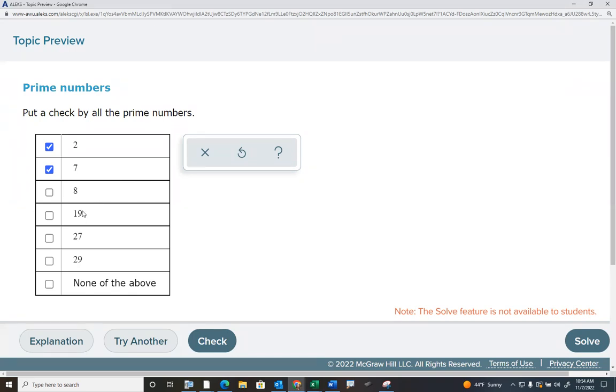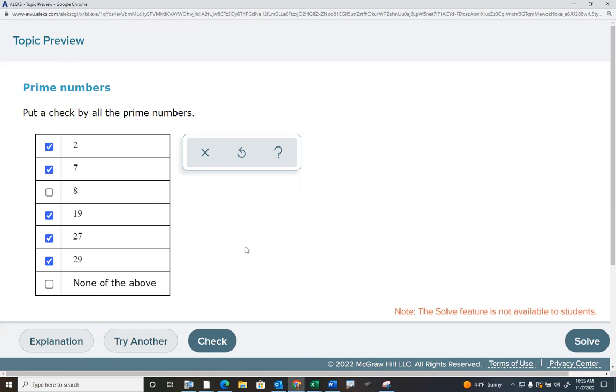19. Okay, 1 and 19 don't count, but we got to check everything from 2 on up to 18. And it turns out none of those numbers divide into 19. 2 doesn't, 3 doesn't, 4, 5, 6, and so on up through 18. 27, yeah, 3 does. Add the digits together and you get 2 plus 7 is 9. 3 divides into 9, so 3 divides into 27. 29, that one's prime also. Nothing divides into that except 1 and 29.